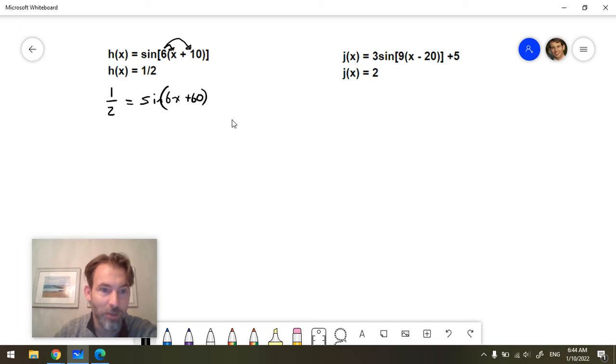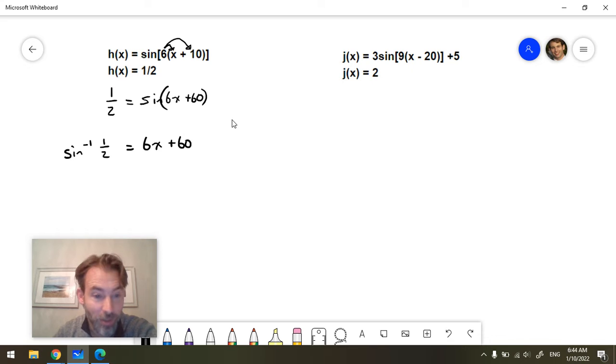So what I'm going to do is take the inverse sine of both sides, and algebraically that looks like this. Sine inverse of 1/2 is equal to 6x plus 60. Now this is just a number. It's asking what value does 6x plus 60 have to be for the sine of that to equal 1/2?